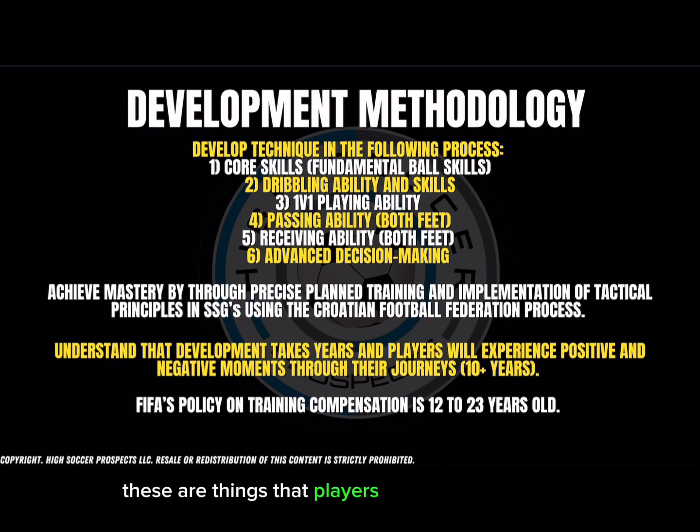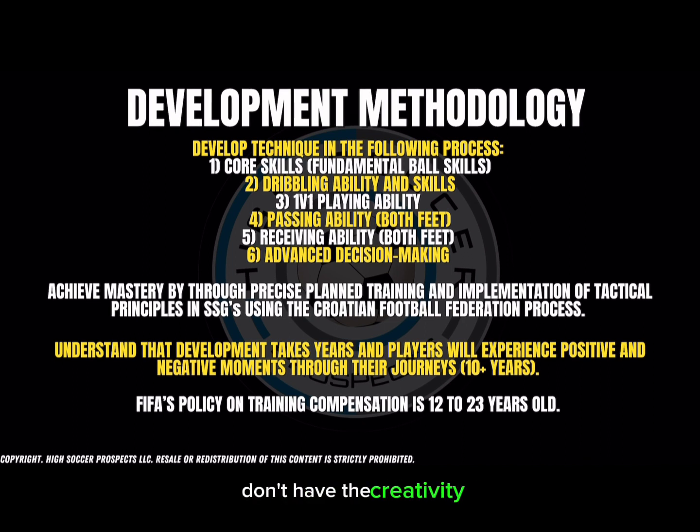These are things that players need to be able to do to be successful, and it's all combined into 1v1 playing ability. So a lot of players in this country don't have the creativity, the freedom, the expression to play somebody 1 versus 1 and beat them without a consequence. So the consequence would be mom and dad yelling at them, coach yelling at them not to dribble, everybody telling the kids to pass the ball.